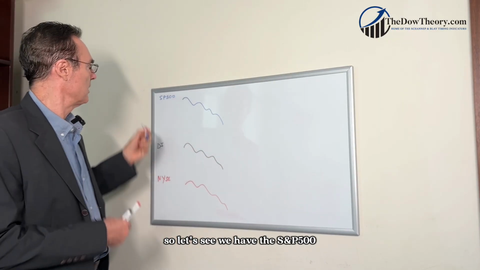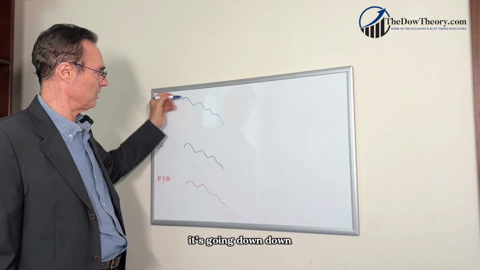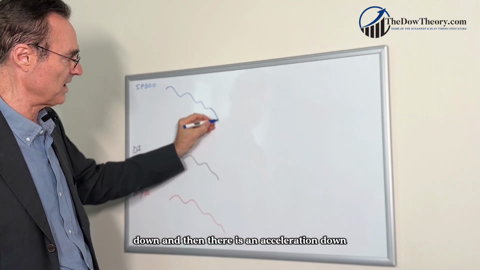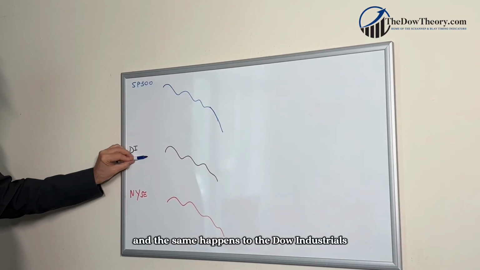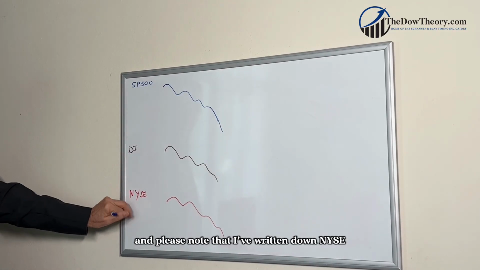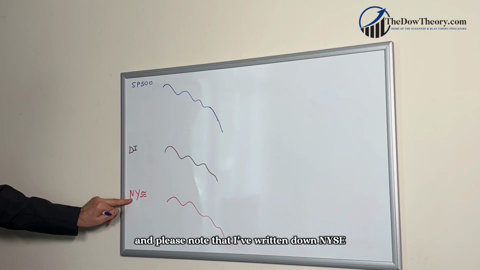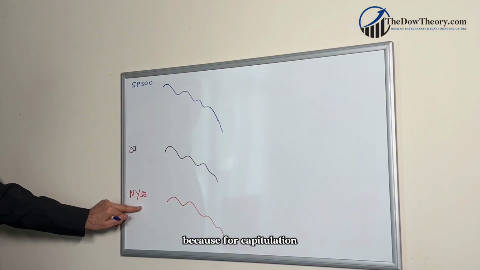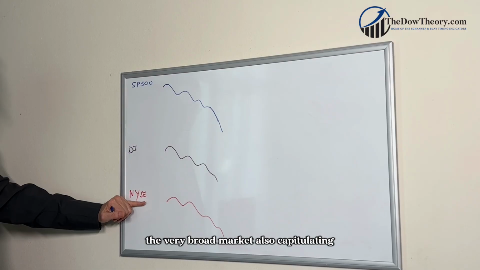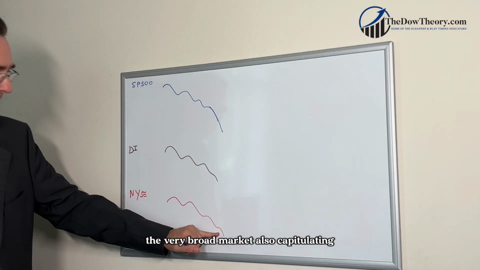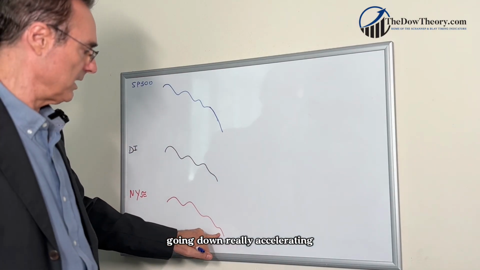So let's see, we have the S&P 500, it's going down, down, down, down, down, and then there is an acceleration down. And the same happens to the Dow Industrials. And please note that I've written down NYSE because for capitulation, we want to see the whole market, the very broad market, also capitulating, going down, really accelerating.